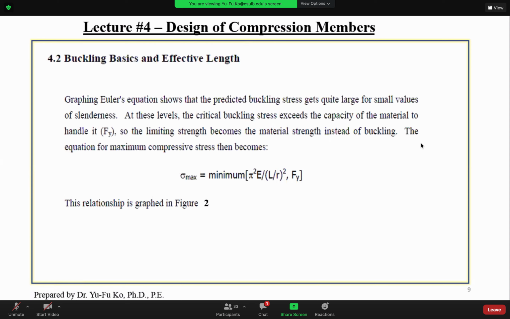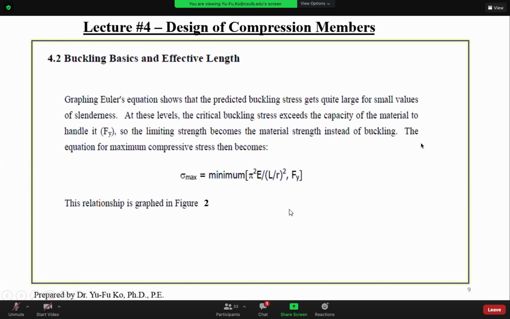In the next slide, I'm going to show you the curve to explain this. But this is the mathematical expression for this buckling strength. So it is either controlled by the buckling stress or controlled by the material yielding strength, Fy. You cannot go bigger than Fy because Fy is the limit. You cannot go beyond.